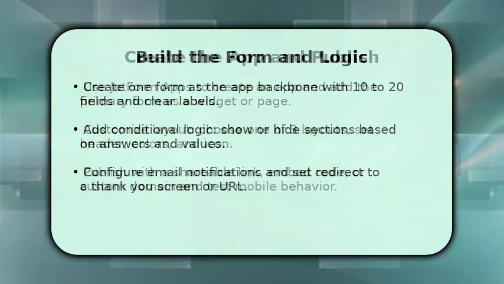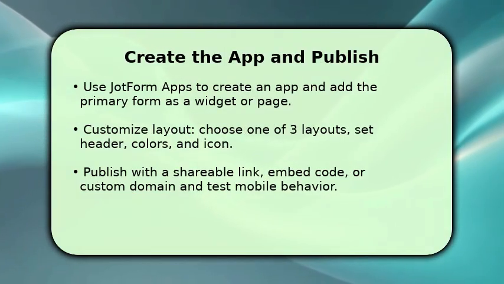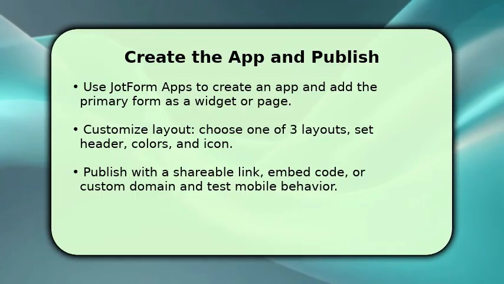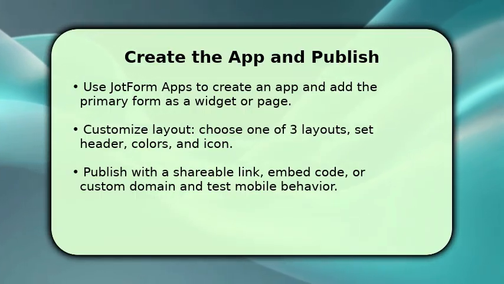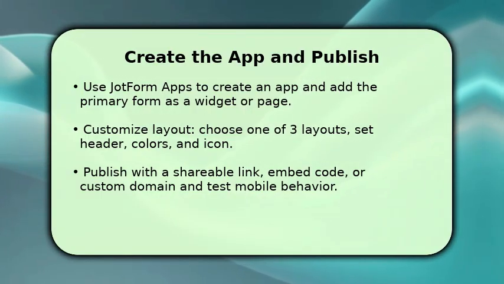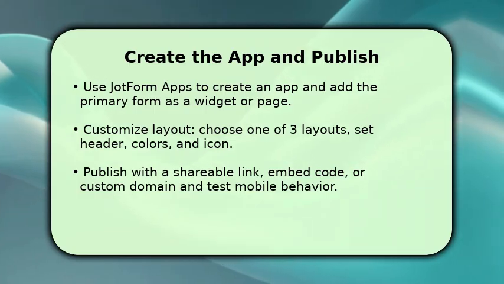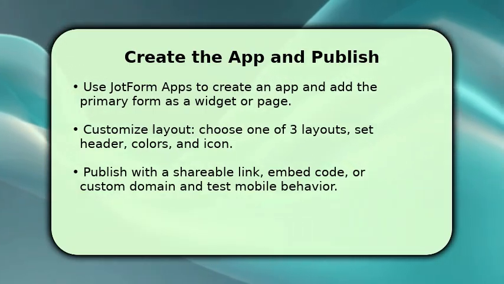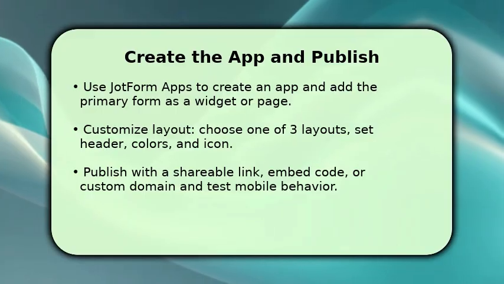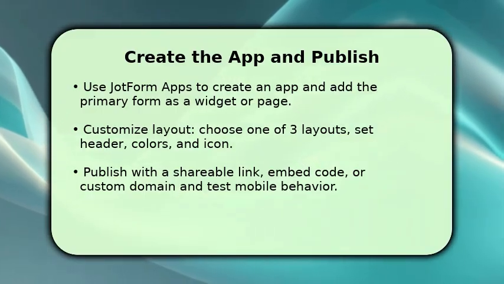In Jotform, open apps and create a new app. Add your primary form as a widget or page inside the app builder. Customize layout. Choose one of 3 layouts, set header text, colors, and an app icon, arrange navigation items, and add external links or documents. Configure privacy and access.